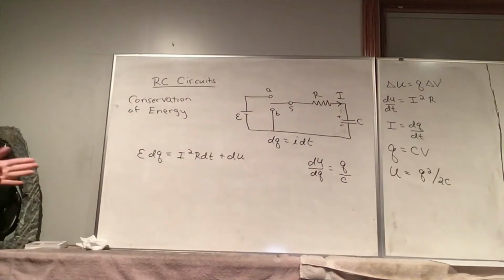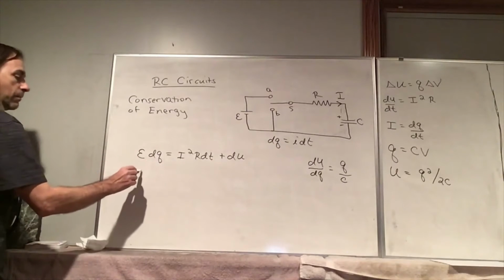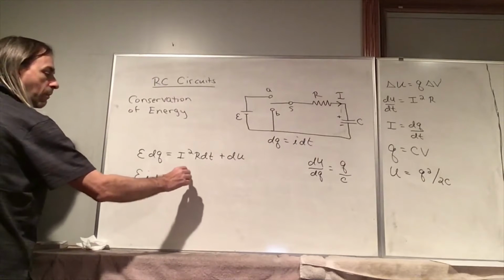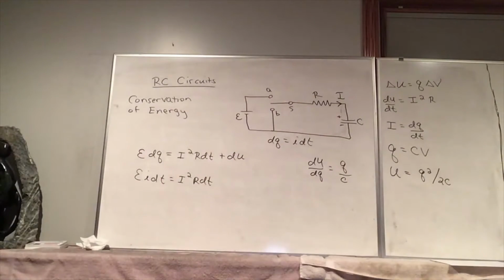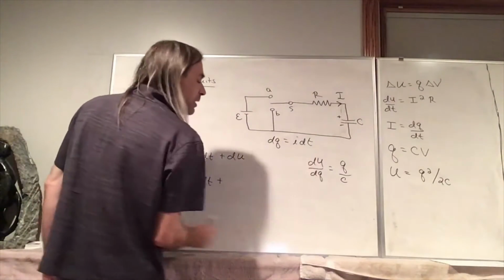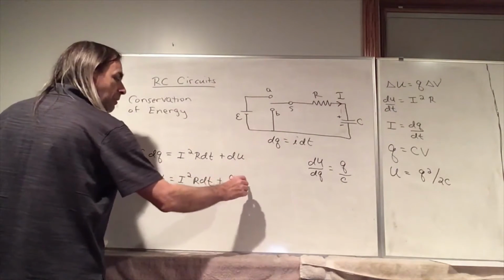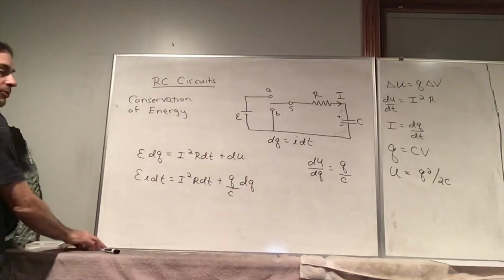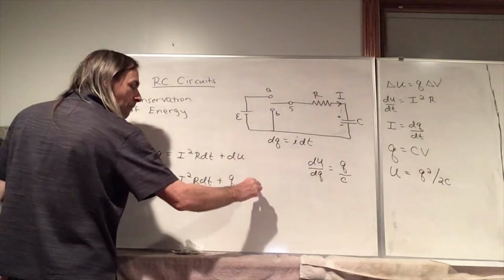All right, so let's plug that in. Now let's convert dq to I dt. So epsilon dq is equal to I squared R dt plus dU. If we solve this for dU, for the capacitor, that would be Q over C dq. And again, let's write dq as I dt.